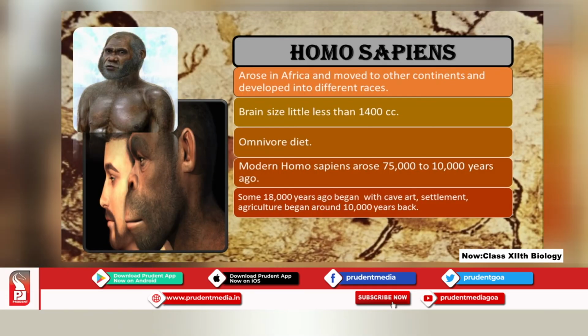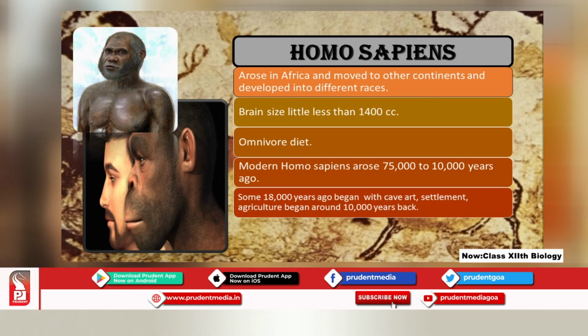But here they started indulging in other activities like building houses, and language was developed. Then some 18,000 years ago they also started paintings and cave art, using different organic colors or carving with stones. Agriculture began 10,000 years back. So they learned different arts.